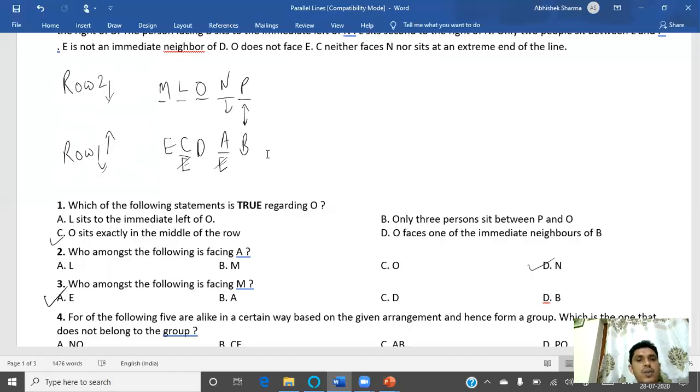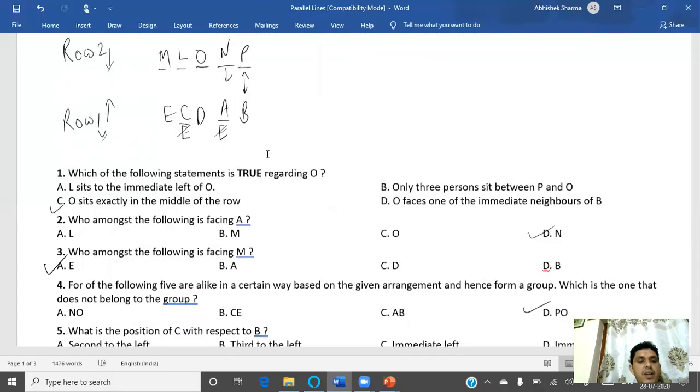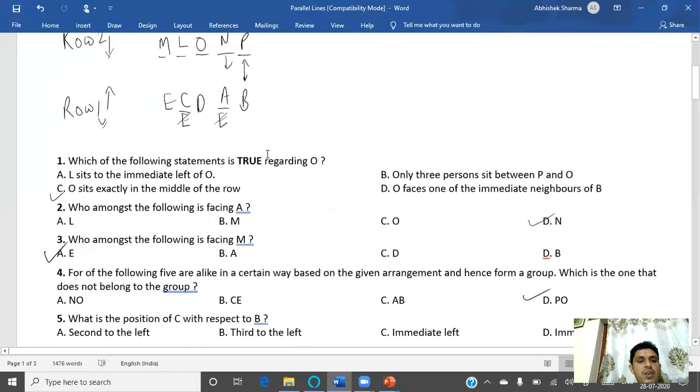Let us check NO, the group of people sitting adjacent to each other. CE, again adjacent. AB, adjacent. PO, PO is not adjacent, so PO does not belong to that group. Coming to the fifth question of the first set, what is the position of C with respect to B? So this will be third to the left of B. So option B will be the answer.